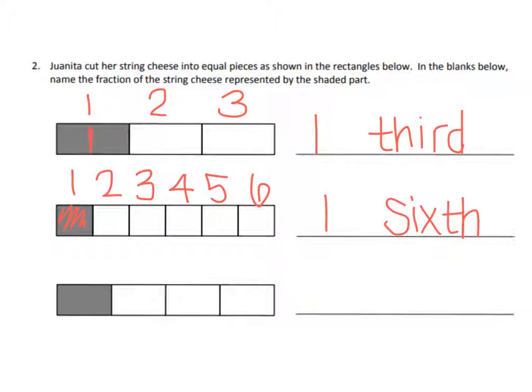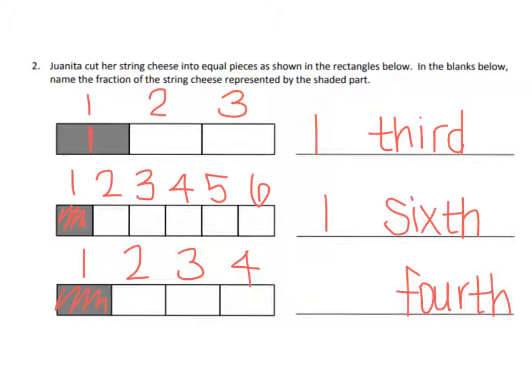Let's look at the last one. Go ahead and count to see how many are in the fraction. Don't forget to write the fraction on the line. Then see how many are shaded. Go ahead and write that on the line. Pause the video while you work and replay when you are ready or if you get stuck. So there's 1, 2, 3, 4. There are 4 pieces, so that means the unit is 1/4. I see that there's only 1 piece shaded in, so that means it is 1/4.